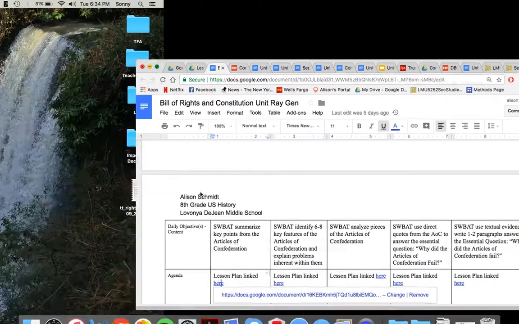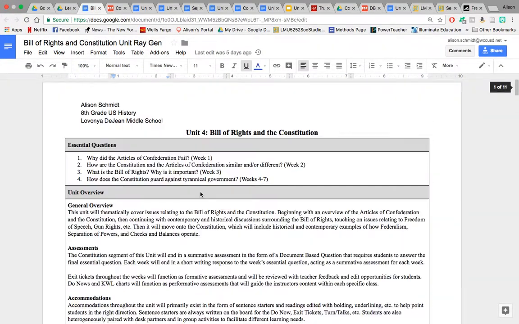Everyone, my name is Allison and I will be presenting my unit plan today. This is going to be my fourth unit this year. It is called Bill of Rights and the Constitution, and it is a 7-week unit.